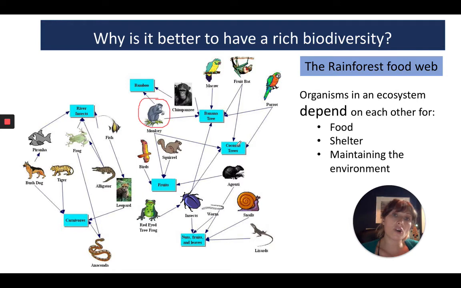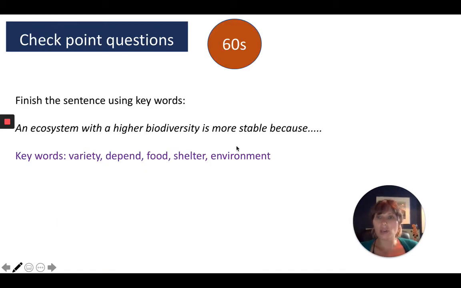So if you've got a higher biodiversity, there's a bigger variety of living things, so the ecosystem is more stable. Okay, so that's the key here. The more living things, the more stable. You've got backups. So what I would like you to do, just to recap that, is finish this sentence using the keywords in purple. It says an ecosystem with a higher biodiversity is more stable because, and I'd like you to try and use the words variety, depend, food, shelter and environment. 60 seconds, pause this video, off you go.